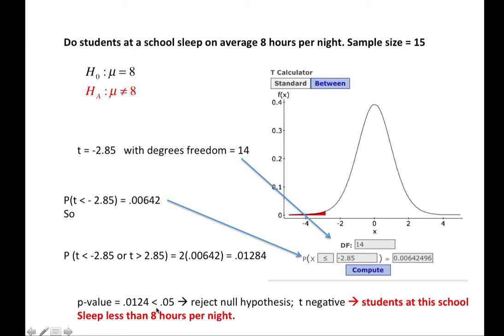Since 0.0124 is less than 0.05, we are going to reject the null hypothesis. And since t is negative, rejecting it means not only that they don't get 8 hours of sleep per night, but negative implies they get less than 8 hours of sleep per night.